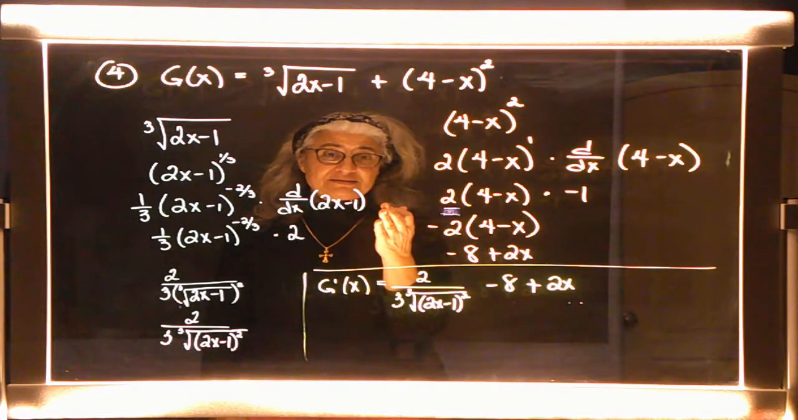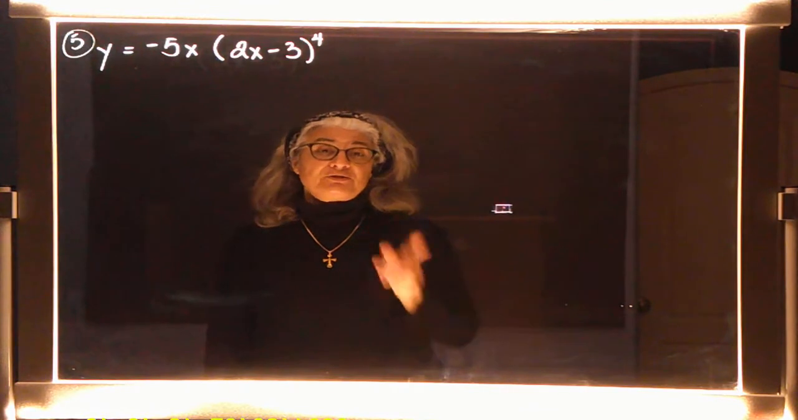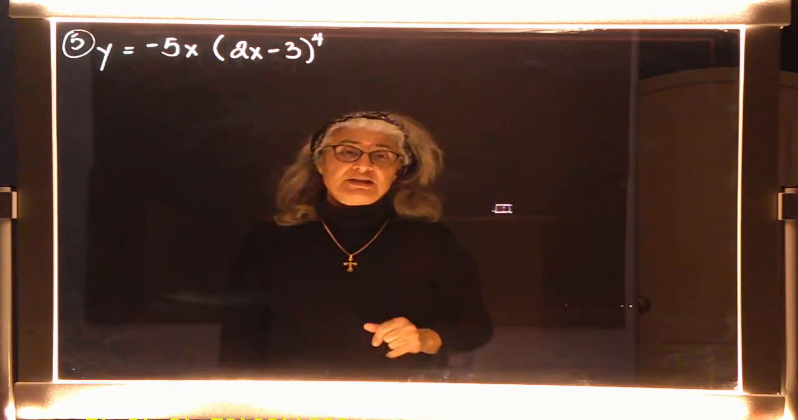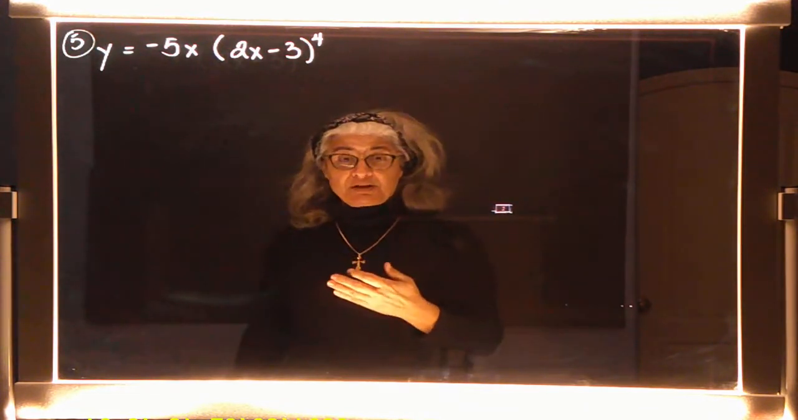Got it? Okay, so no surprise, got another example. All right, so let's look at this fifth problem. They still want us to take the derivative of this function. Now here's the deal in this case. This function happens to be a product.